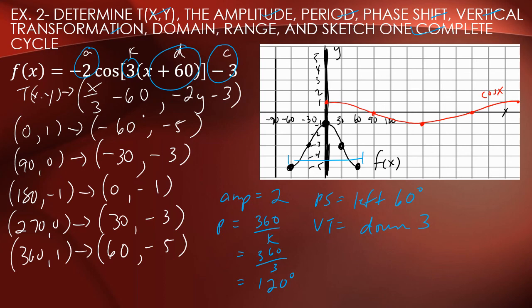My domain and range. Again, since we were only asked to sketch one cycle, we're going to stick to the domain that we have, which is negative 60 is less than or equal to x is less than or equal to positive 60. If we had arrows on the end, any real number. Range: my graph only lives between negative 5 and negative 1, so same idea, y is all real, such that negative 5 is less than or equal to y is less than or equal to negative 1. Domain, range, there we go.